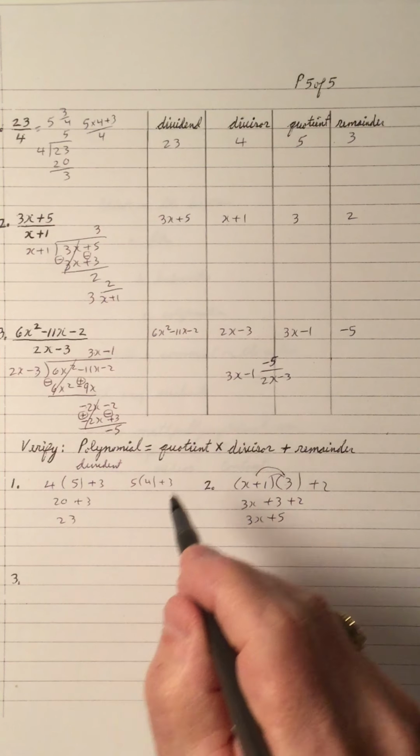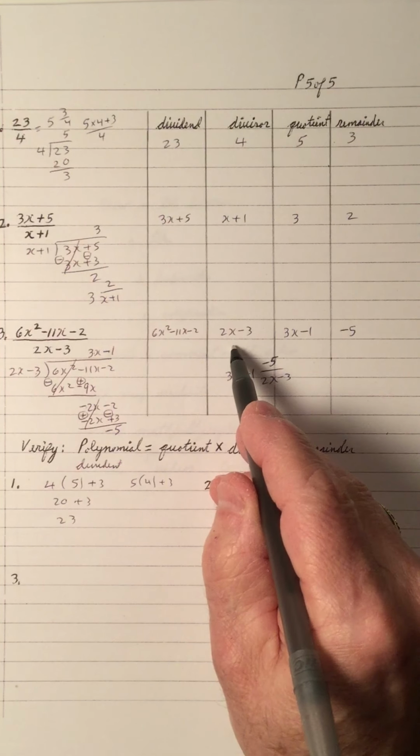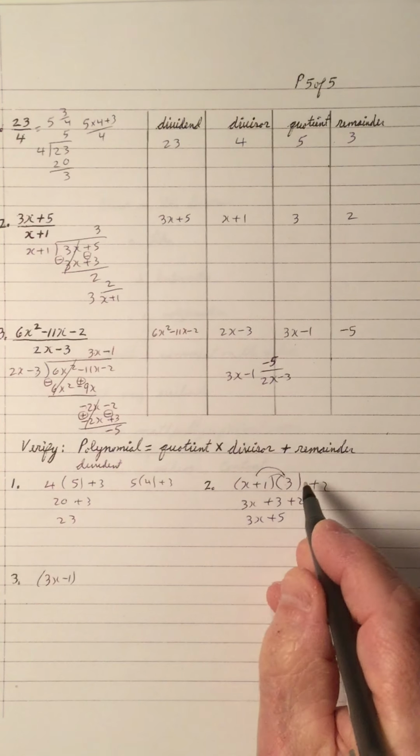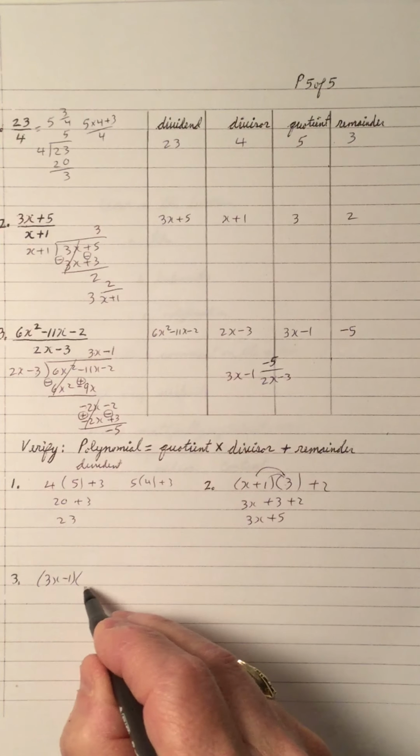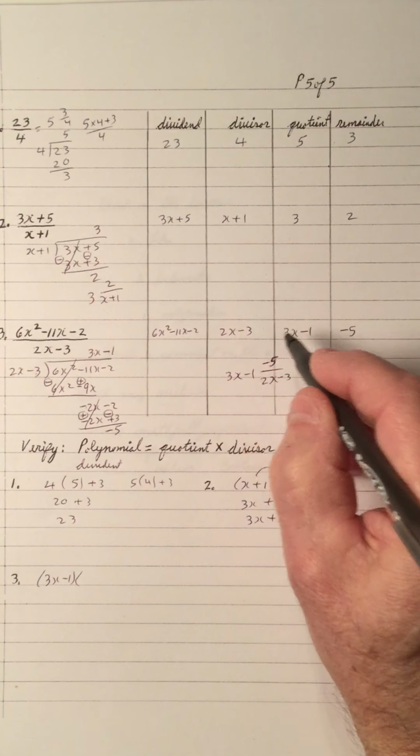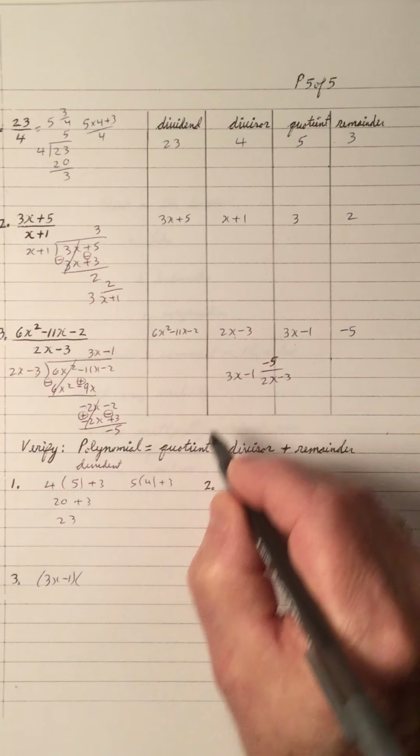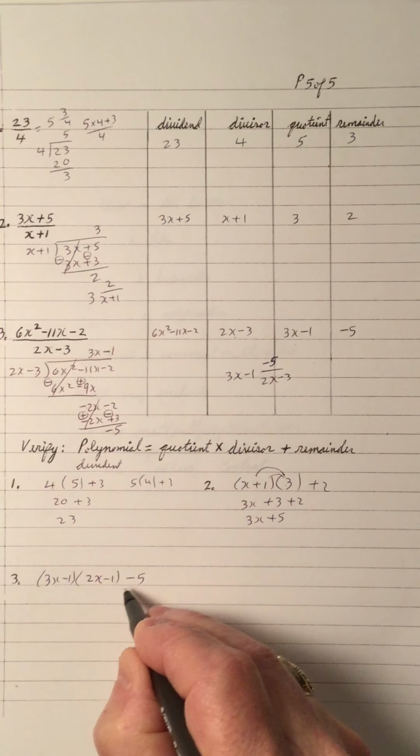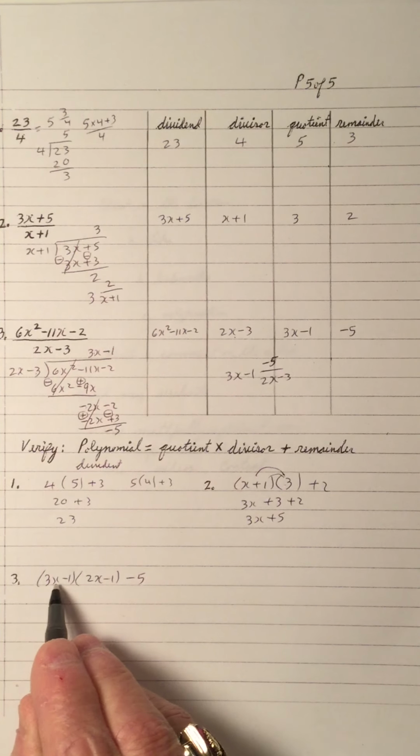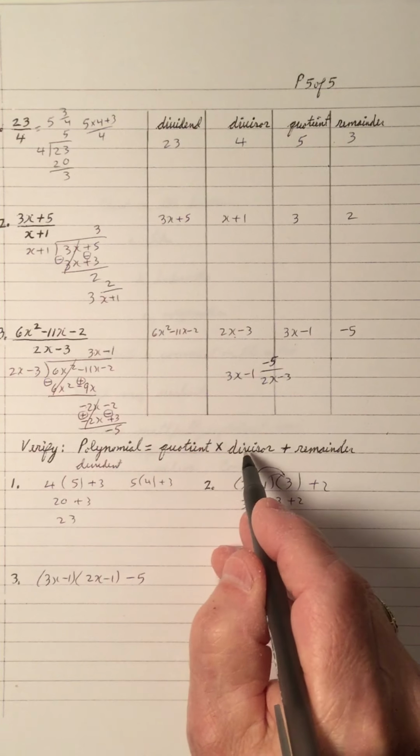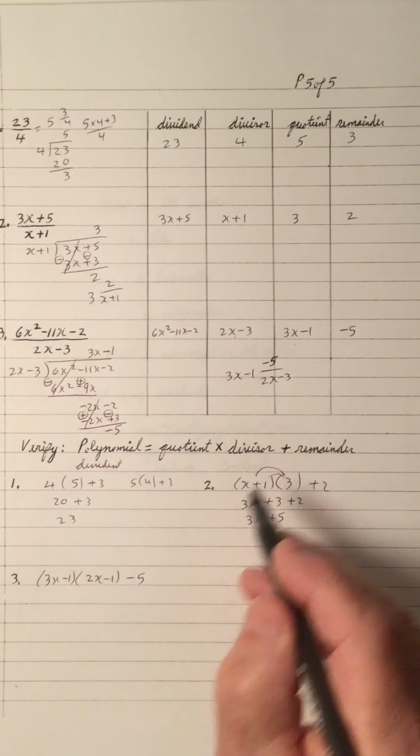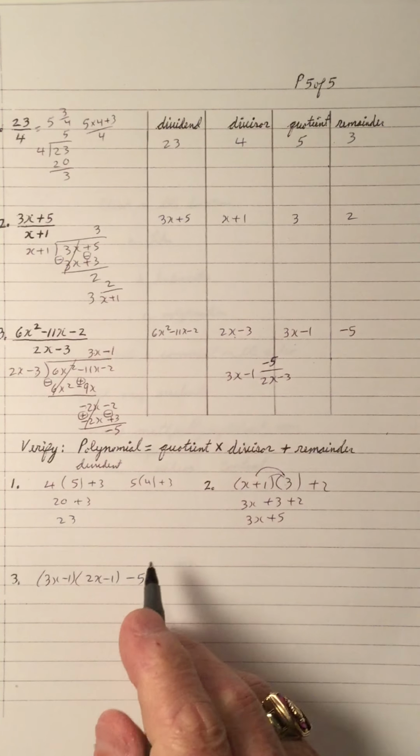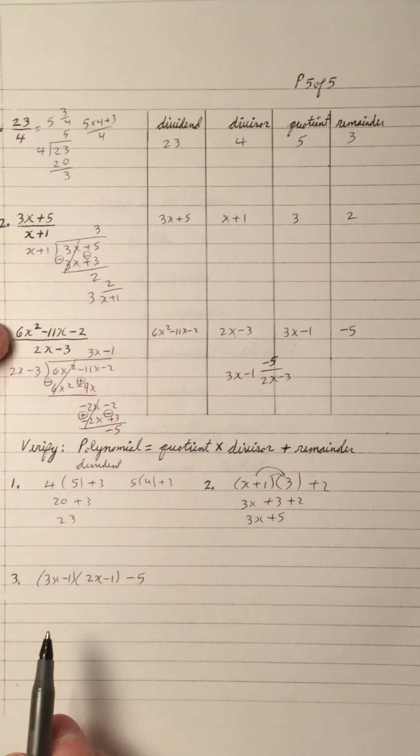Number 3, we have a quotient, which is the answer, which is 3x minus 1. And we have a divisor, which is right here. And we have a remainder of negative 5. Again, you can put these two in any order. I just have quotient times divisor, but I could have divisor times quotient plus the remainder, either or. So these two multiply together, add on the negative 5, will give you your 6x squared minus 11x minus 2.